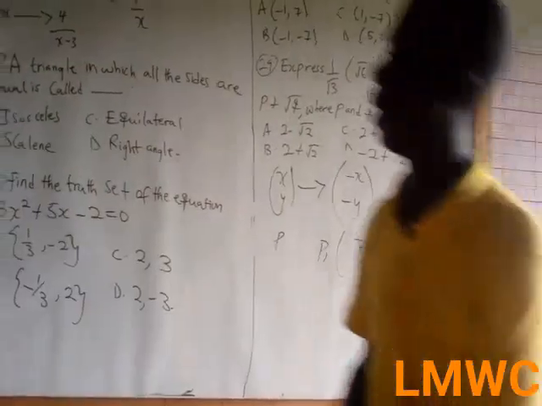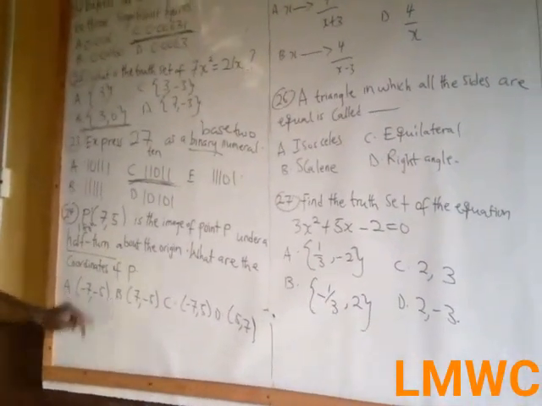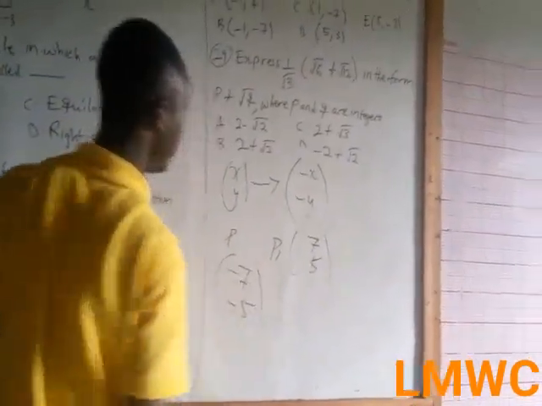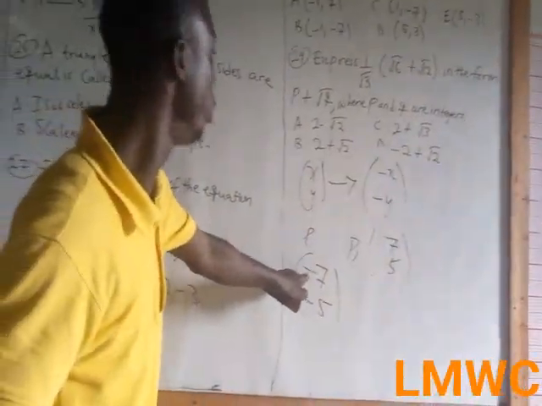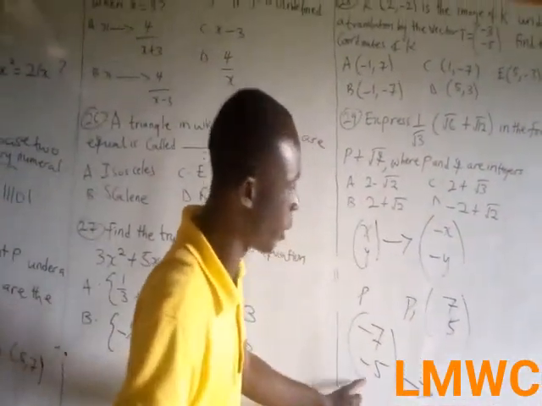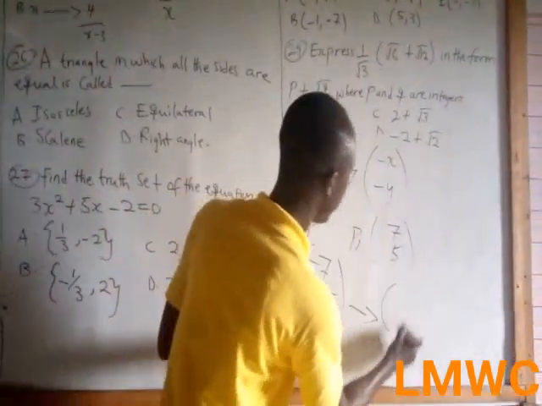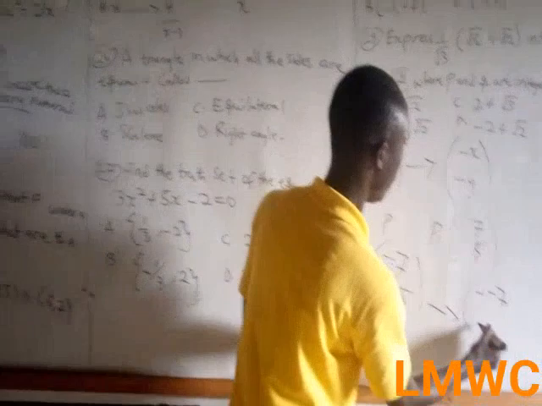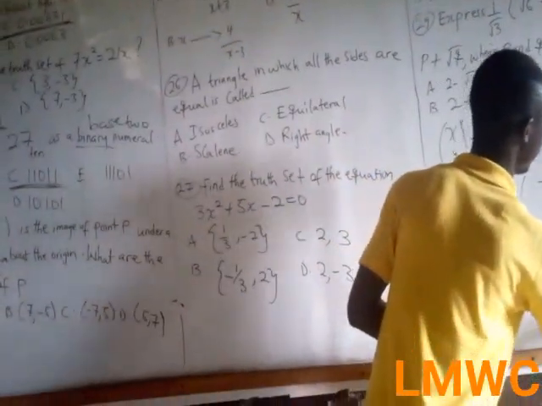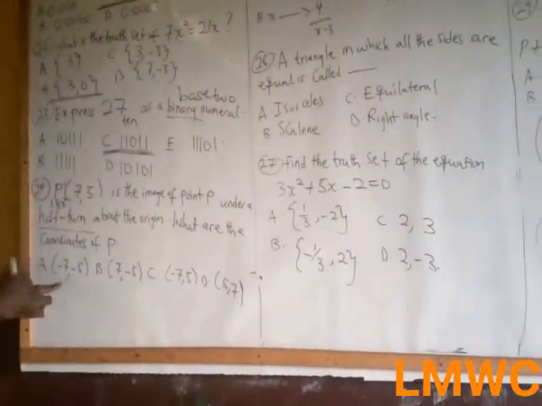How did we arrive at this? This means you use this one. Now, negative 7, negative 5. Once we change this one by using this formula, negative, negative 7, negative, negative 5. So this becomes what? 7, 5. This means our answer is A.